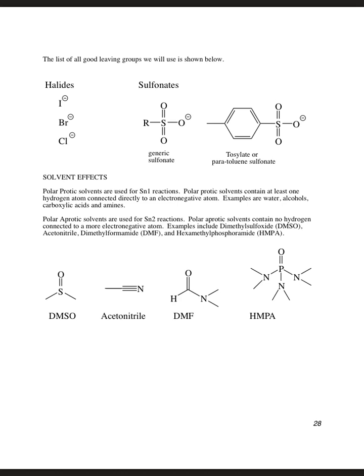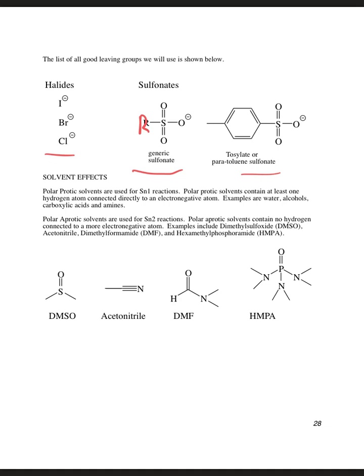So the good leaving groups: the halides, iodide, bromide, chloride, and the sulfonate, a generic one with just some R group. It doesn't matter what that R group is. One example of it is a tosylate here, where it's a para-toluenesulfonate for the reaction.